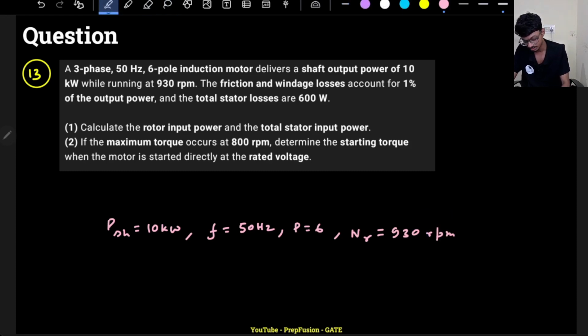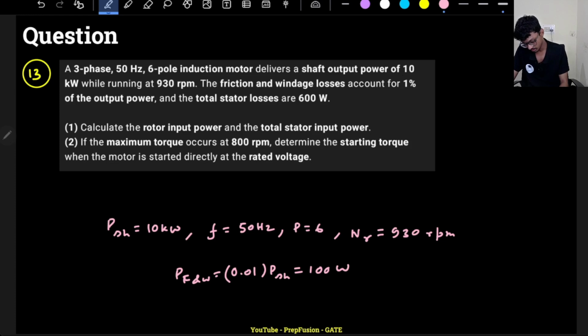The friction and windage loss account for 1% of the output power. Output power is this shaft power, so 1% of this, the friction and windage loss will be 0.01 of shaft power. So 1 by 100 times 10 into 10 raised to power 3, this will be 100 watts. So this is the friction and windage loss.